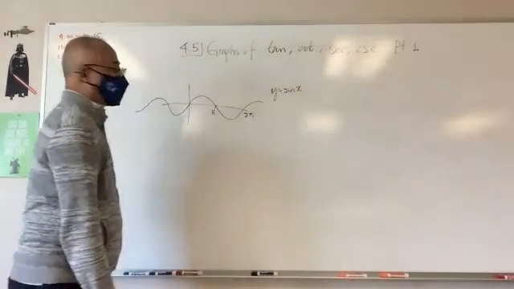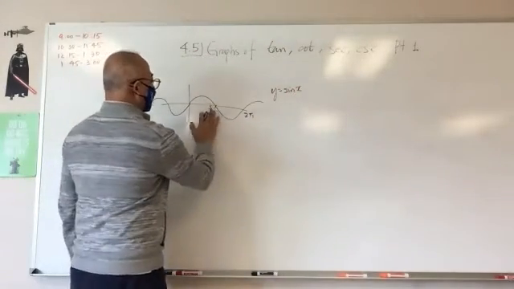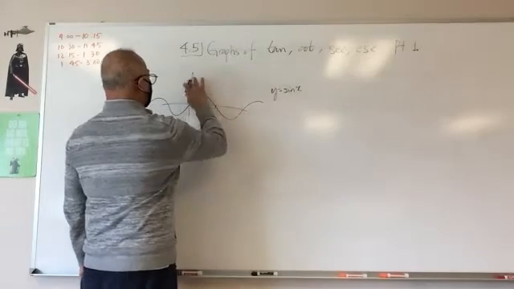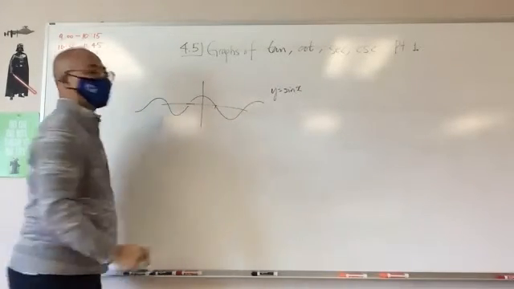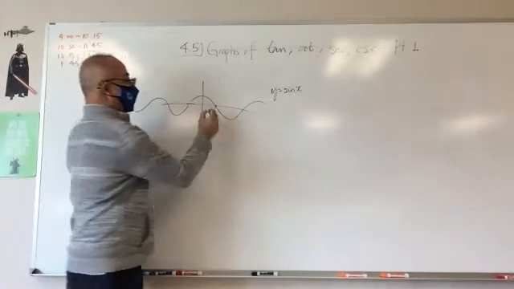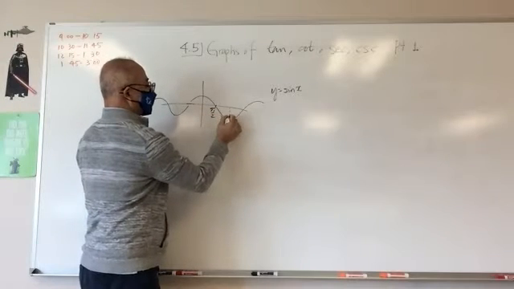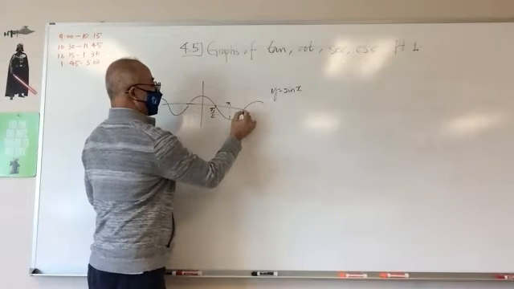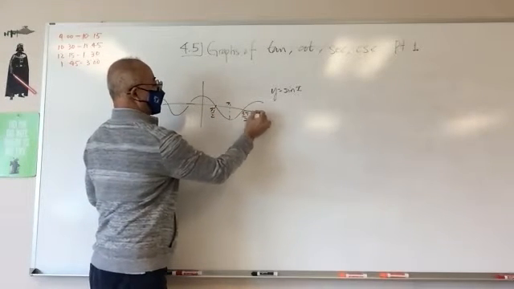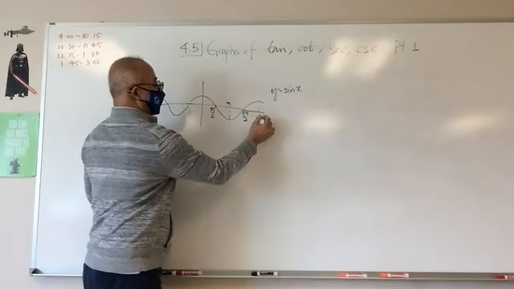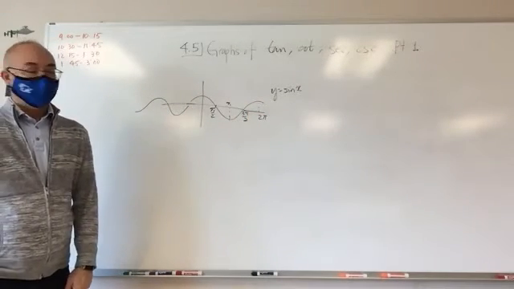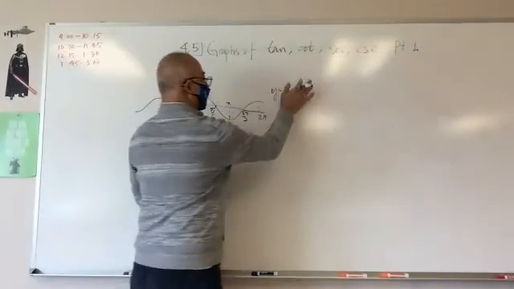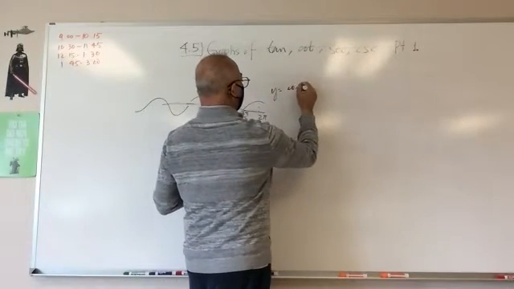And cosine x is pretty much the same thing, except it doesn't start here. It starts here, right? And this will be now pi over 2. This would be pi. This would be 3 pi over 2. And this guy would be 2 pi. This would be the cosine graph, right? So this would be y is equal to cosine x.